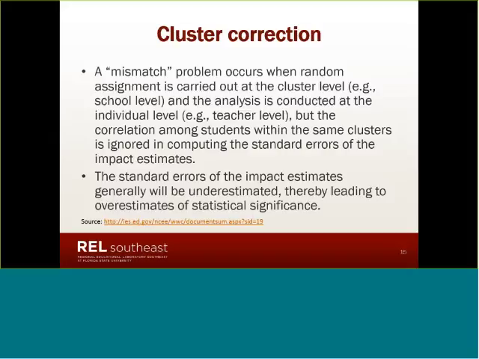The WWC applies a clustering correction when the unit of assignment in a study is not the same as the unit of analysis, and the authors did not statistically correct for the mismatch between the unit of assignment and the unit of analysis in the original analysis, for example, by using HLM analysis. And so, again, it's important to note that a clustering correction affects the statistical significance of the reported results, but not the effect size.